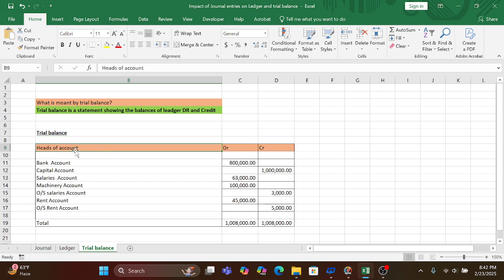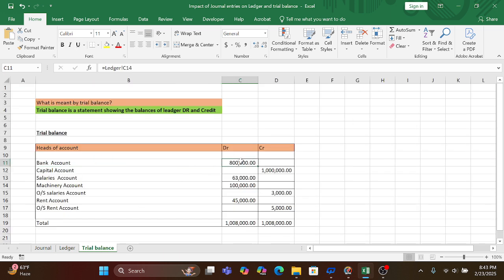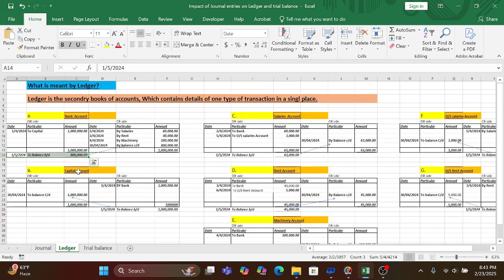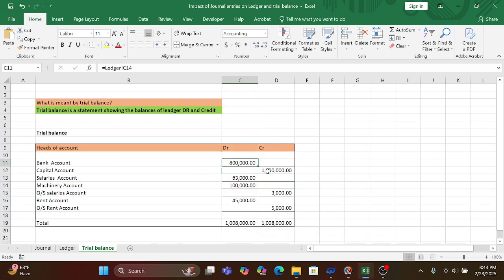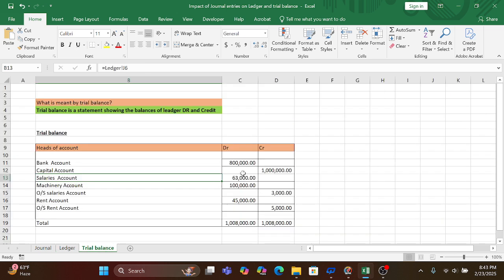Here we show the heads of account, debit then credit. First is the bank account balance, that's 8 lakh, that is in debit. You have to see the balance of 1st May 2024. We have a debit balance of 8 lakh, I have shown here. Then we have the capital account balance on 1st May 2024, that is in the credit side. If you see here, that is 10 lakh rupees. Then we have the salaries account, which is in the debit side. If you see here, 63,000.